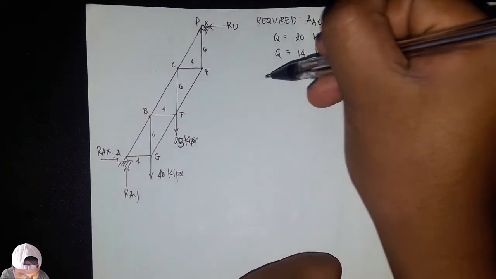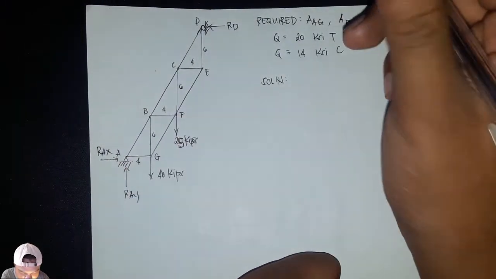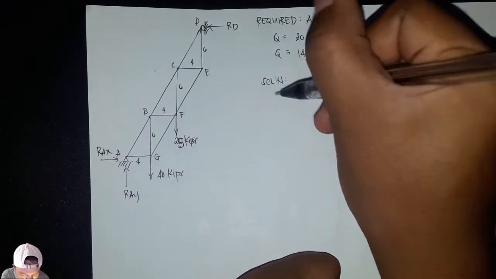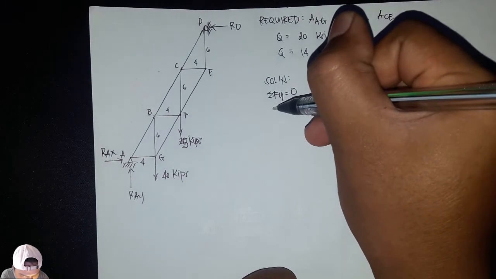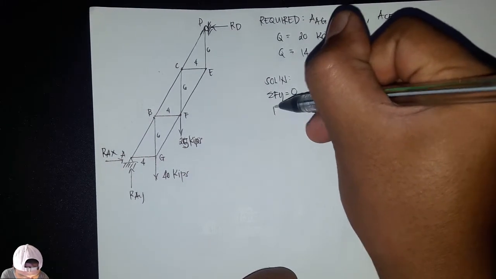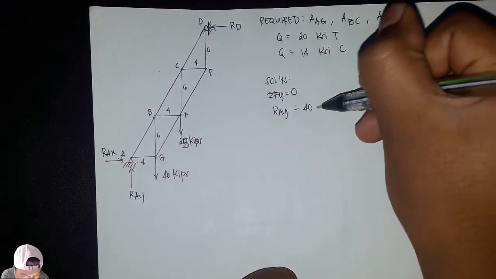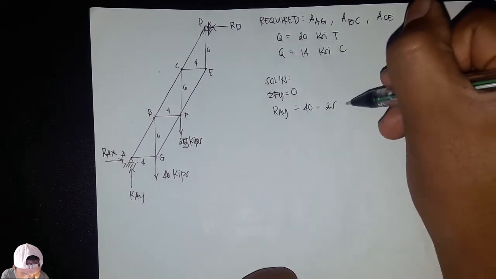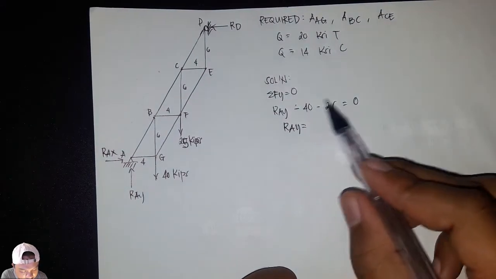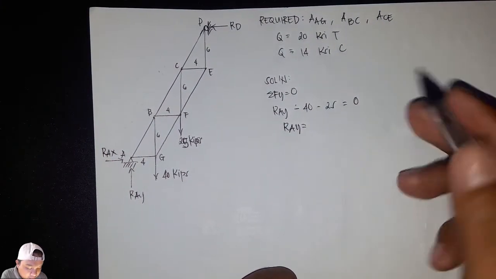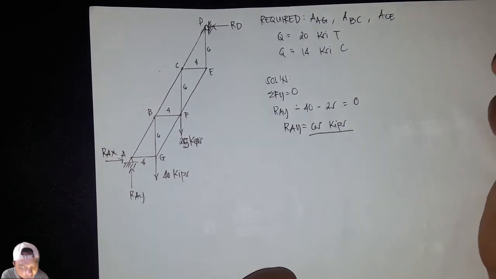So sige, let's go. Solution. To solve first, solve natin yung RAY. So yung RAY is just summation of forces Y equals to 0, and forces involved are RAY minus 40 kips and 25, ito 25 yan, so equals to 0. So RAY is just equal to, transpose, positive 65 kips. So yan yung RAY natin.